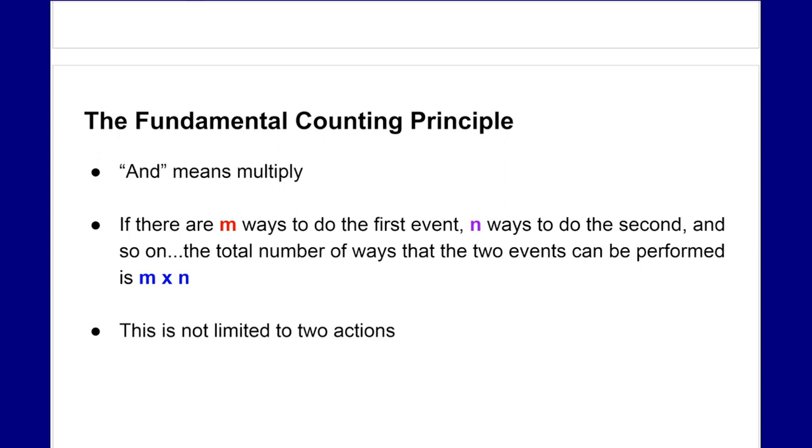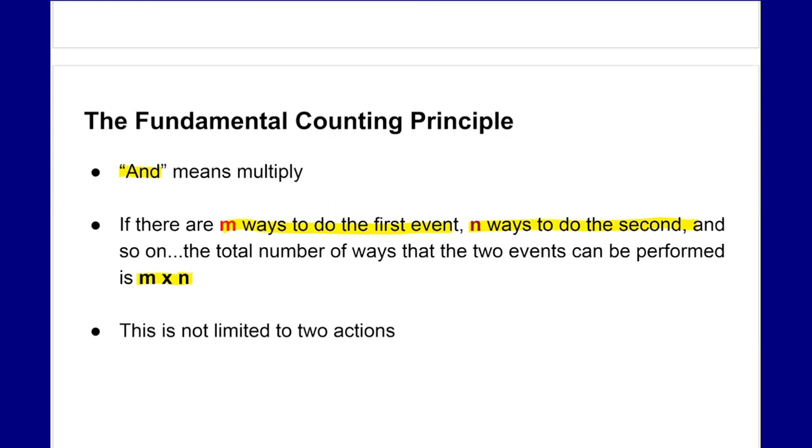A couple things we want to remember. And means multiply. Right? So referring back, and means multiply. We've talked about that before, looking at one event and another. So we can continue to take that from probability and put it into just counting. So if there are m ways to do the first event, and n ways to do the second, the total number of ways that the two events can be performed is just m times n, just multiplying those two numbers together.